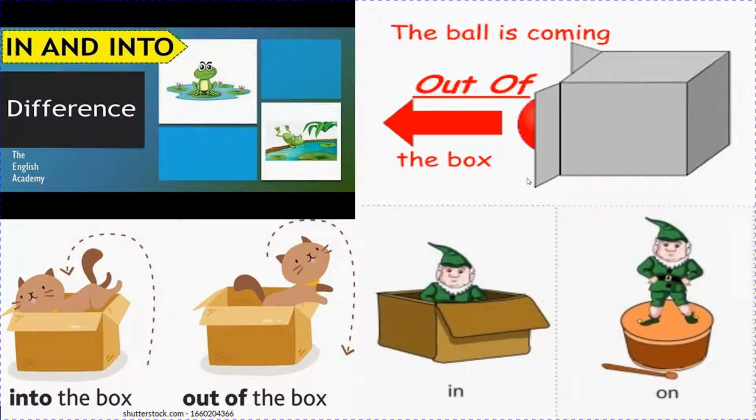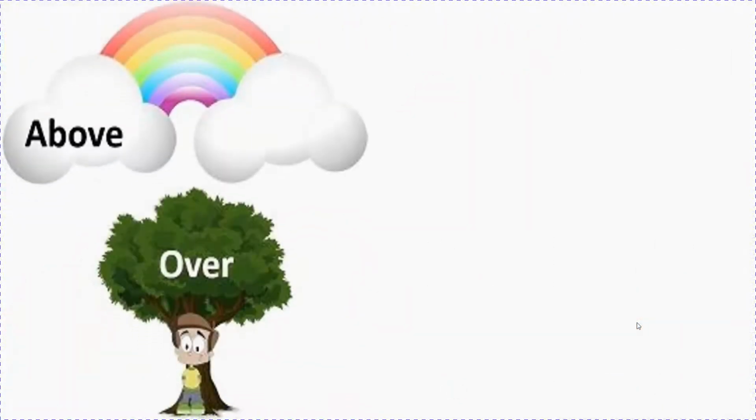The next one is in and on, the simplest one, children. You can see the joker is in the box, the joker is on the drum. In means inside and on means on the surface of something.